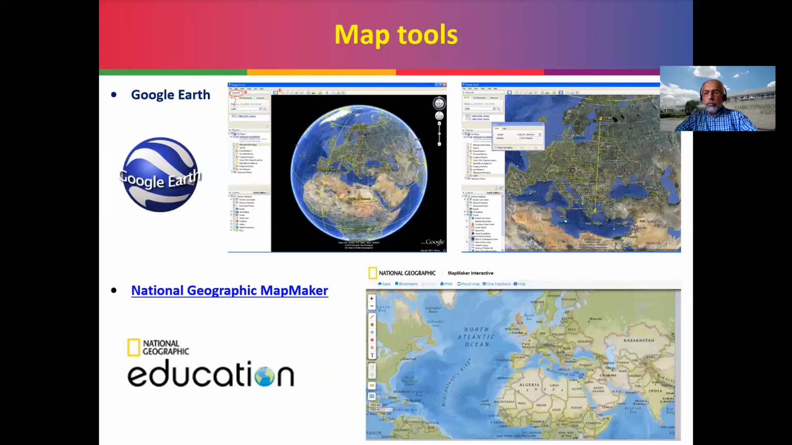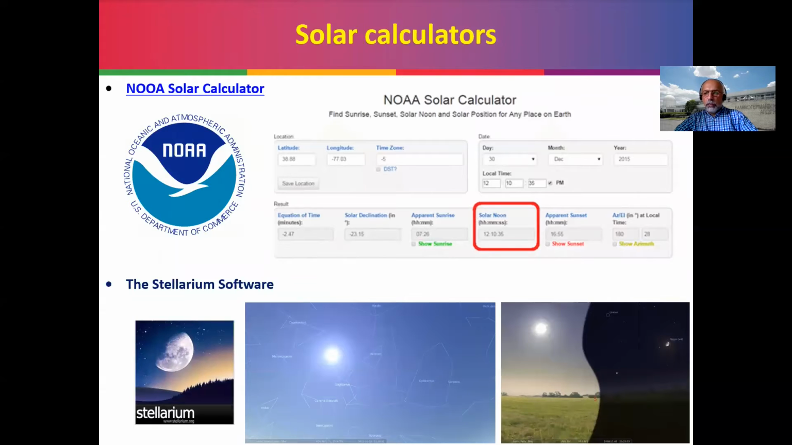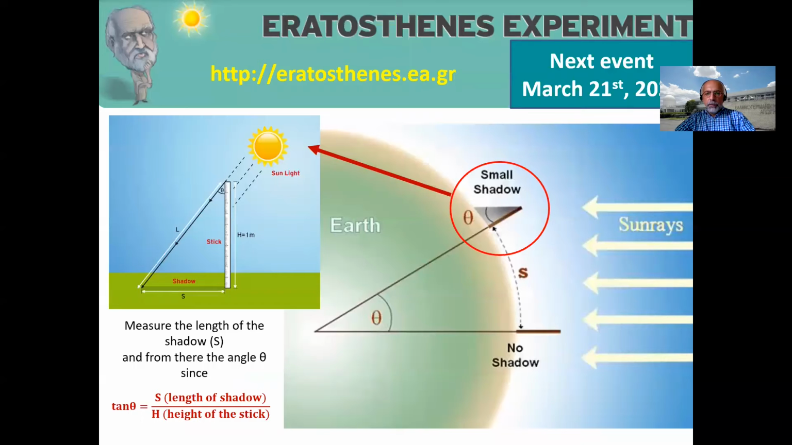The map tools that we use are Google Earth or the National Geographic MapMaker. And in terms of calculators for the local noon, we have solar calculators like the NOAA Solar Calculator or the Stellarium software. We performed the experiment during the spring equinox day because we know that on that day the sun rays cast no shadow on the equator.